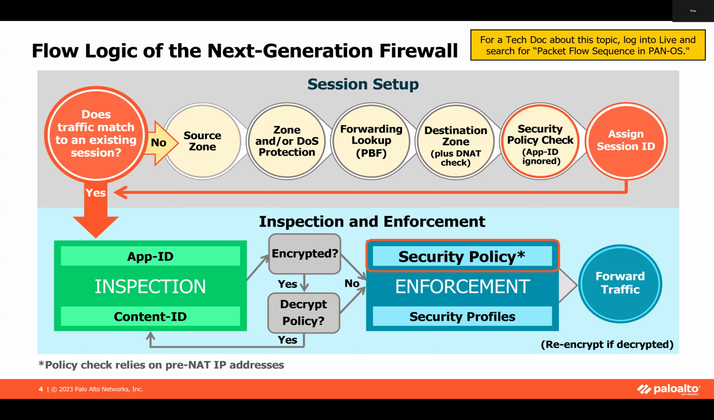at which point it goes back to the beginning. And now that it's a verified session, it will then go through App-ID inspection or Content-ID inspection, determine whether or not that traffic is actually encrypted. If it is encrypted, do we have a policy to decrypt that traffic? If yes, then send it back through after we've decrypted it. If no on the other ones, then we go ahead and send it over to the security policy enforcement, which is where we determine whether or not we will drop it or accept it. And then we'll go ahead and forward that traffic on accordingly.